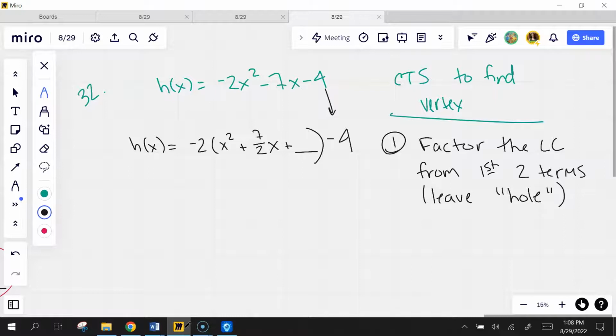Factor the leading coefficient from the first 2 terms and leave a hole. So all I did was divide by 2 from both of these and put it on the outside. I haven't done anything with completing the square yet. Just getting rid of that. Okay. Here's where we just start digressing from the way we used to do it. So stay with me. It's the same thing. It just looks a little bit different.